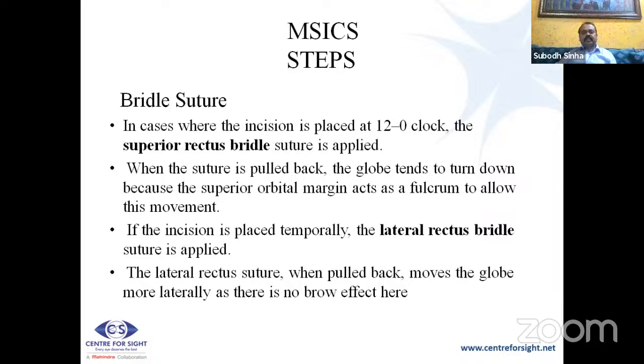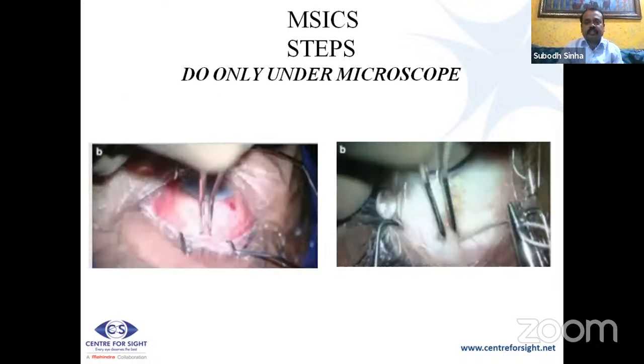If you pull the superior rectus bridle suture, since the superior orbital margin acts as a fulcrum, the globe is turned down. That doesn't happen with the lateral rectus bridle suture, because if you pull the suture, there will not be any brow effect, and the globe, rather than going down easily, may move temporally. So these are the two. Here we are taking two pictures. First one, we are taking the superior rectus bridle suture. Here we are taking the temporal lateral rectus bridle suture.